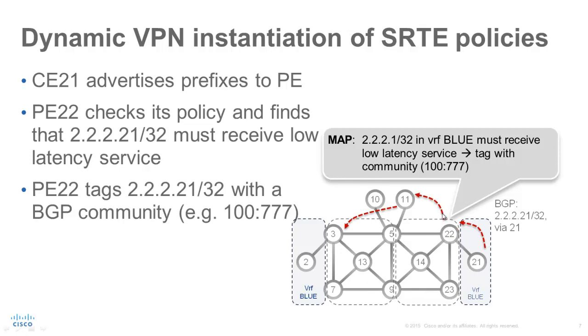Well, the PE will advertise the route towards the route reflector, and subsequently it will make its way to the remote PEs, for example, PE number 3. At this time, the route will arrive with the standard community that was set on PE 22 with the value 100:777.